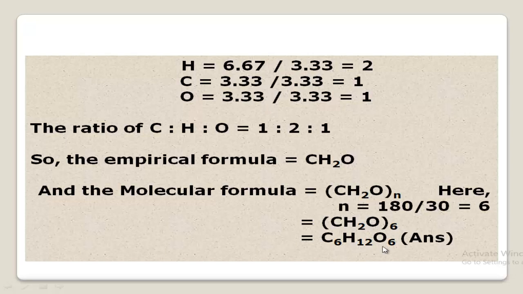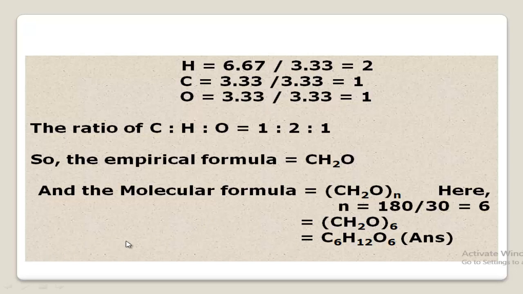So C6H12O6, that is glucose. This is our required molecular formula of the given problem. So in this way you have to determine the empirical formula and molecular formula from the percent composition. If percent composition is given, then you will determine the empirical formula and molecular formula, and if percent composition is not directly given, then in this way you have to first determine the percent composition, then you have to follow the other steps.